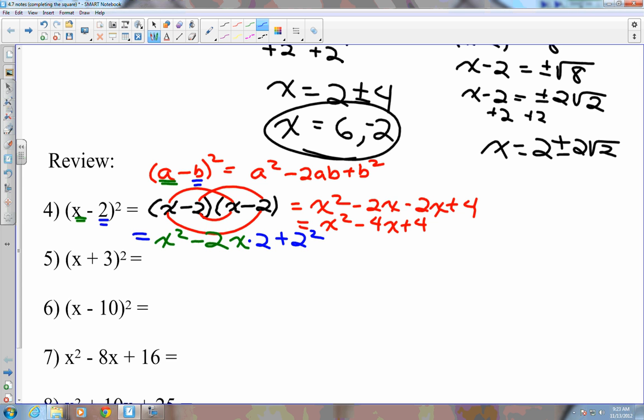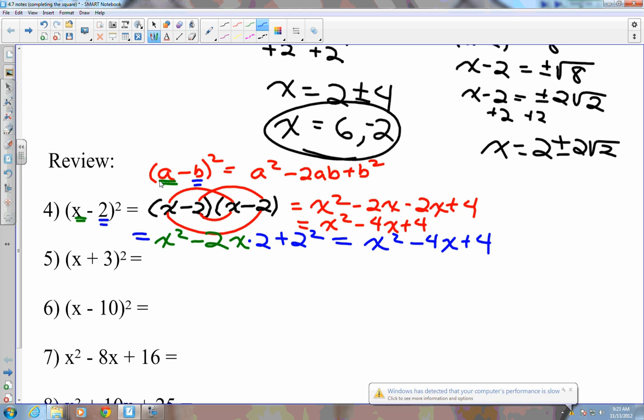Yes. Because now this gives me x squared minus 2x times 2, which is minus 4x plus 4. Did I get the same answer? Yes. You get the same answer either way, but this shortcut is going to give us a means to solve problems in a new way. You're going to learn how to do that. So let's practice this just a little bit.